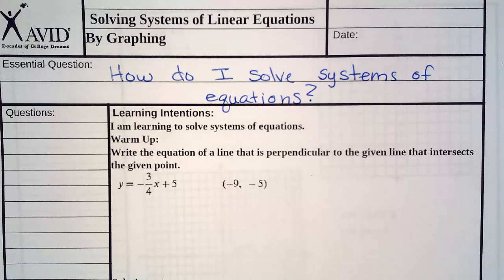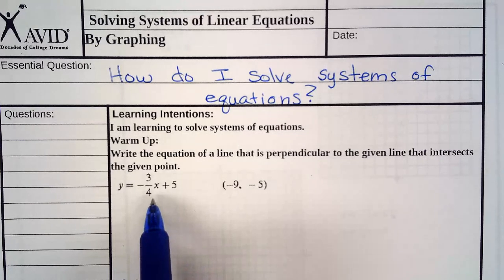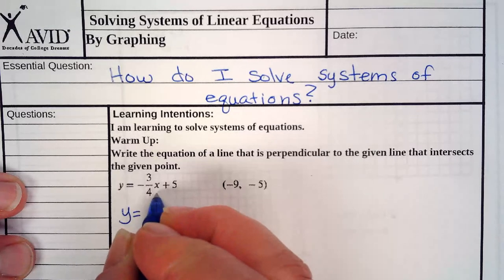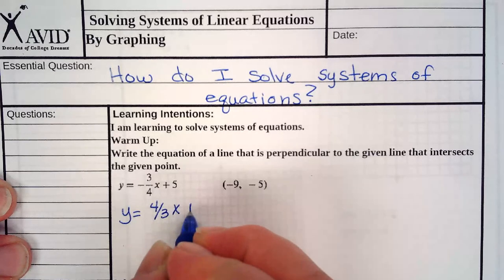I hope you tried. If you can do the warm-ups on your own, then you know you're understanding the concept. So the first thing we have to do is to decide what is the slope of a line that is perpendicular. We know that slope is the opposite reciprocal. The slope is -3/4. So the new slope, opposite would be positive. Reciprocal of 3/4 is 4/3 x plus b.